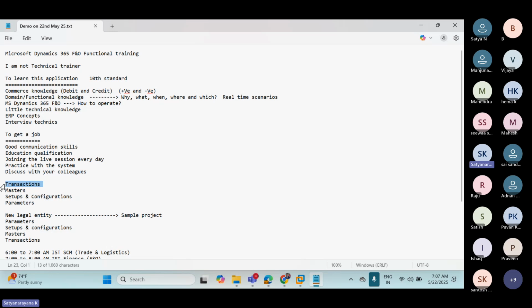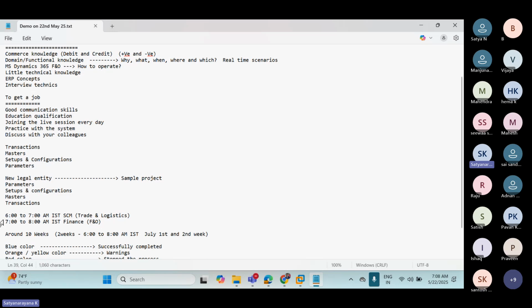So in my teaching, first I will teach you transactions. What are the transactions? Next masters, next setups and configurations, and then parameters. Once you understand all these things, I'll create a new legal entity. And then parameters, setups and configurations, masters and transactions. So this is indirectly a sample project. You are going to learn one sample project. The training will be 7 to 8 finance.